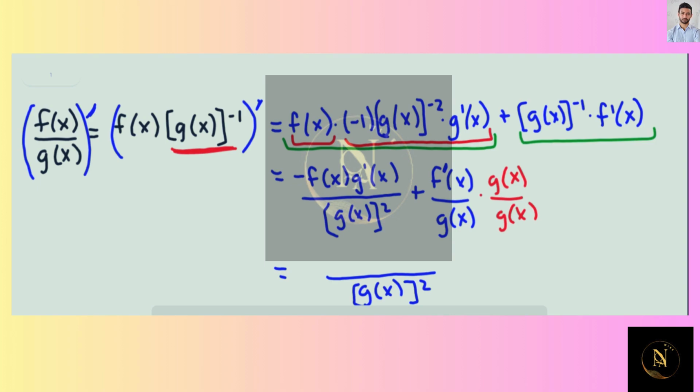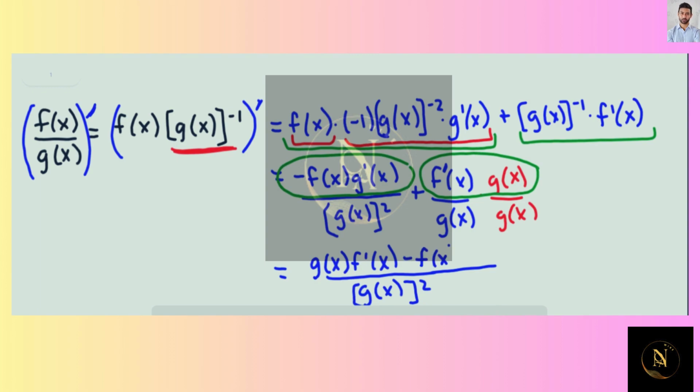Okay, now for the numerator. So I'm just going to write this part first. So that would be g of x times f prime of x. And then I'm going to write this part second. So I have minus f of x times g prime of x. And this is the quotient rule.